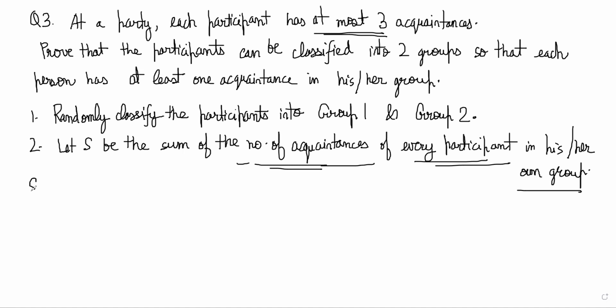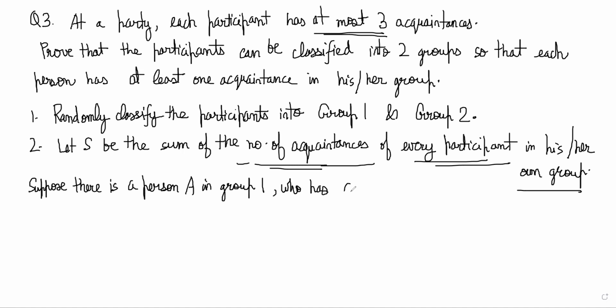Okay. So now we say, suppose there is a person A in group 1 who has at least 2 acquaintances in his group. So the total number of acquaintances is either 2 or 3. At most 3 acquaintances are there. So maybe there is a person in group 1 who has at least 2 acquaintances. So it could be 2 or it could be 3.